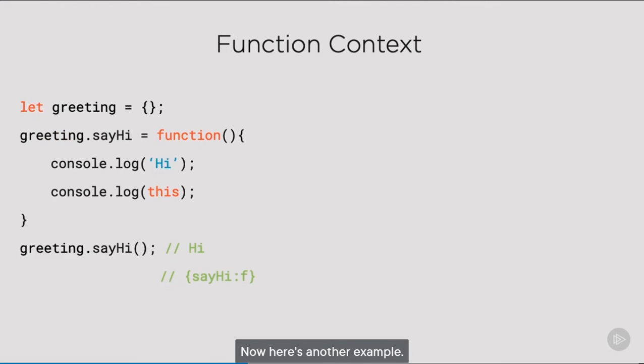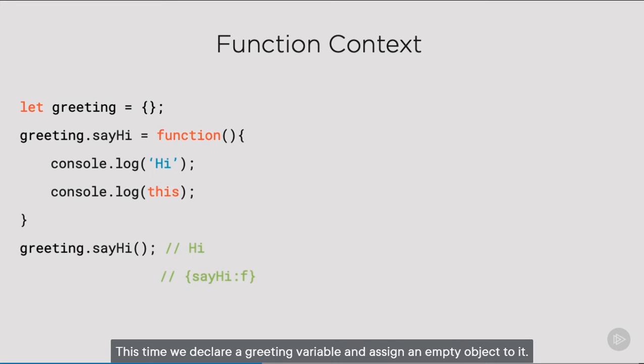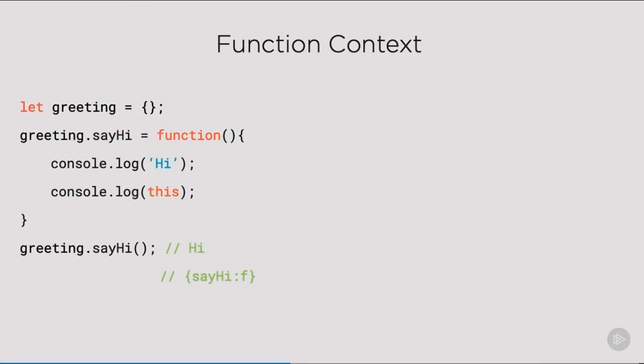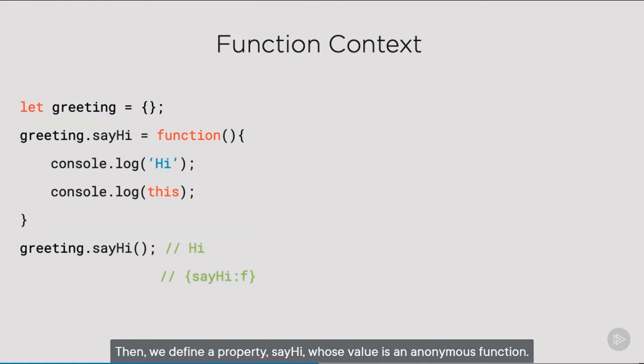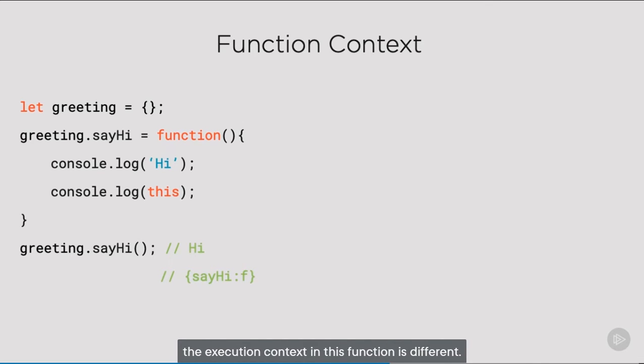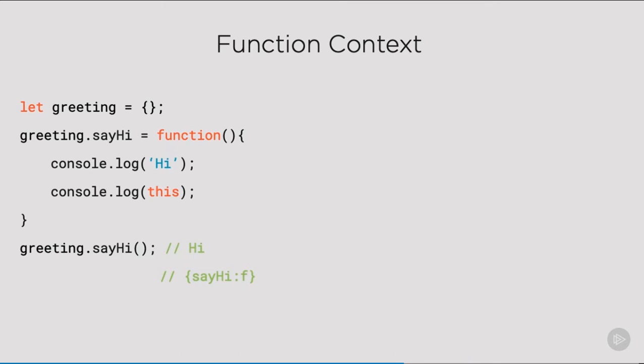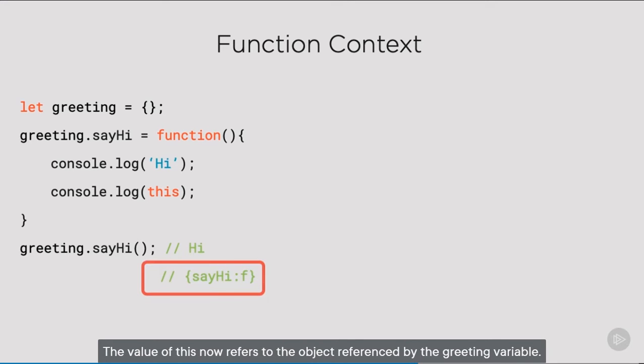Now here's another example. This time, we declare a greeting variable and assign an empty object to it. Then we define a property sayHi whose value is an anonymous function. Its body is the same as that of the earlier function. Now the value of this is no longer the global window object because the execution context in this function is different. The value of this now refers to the object referenced by the greeting variable.